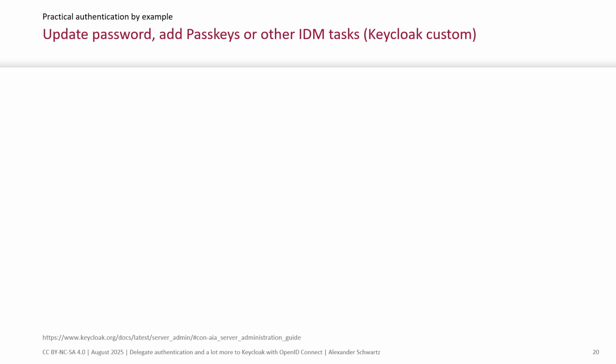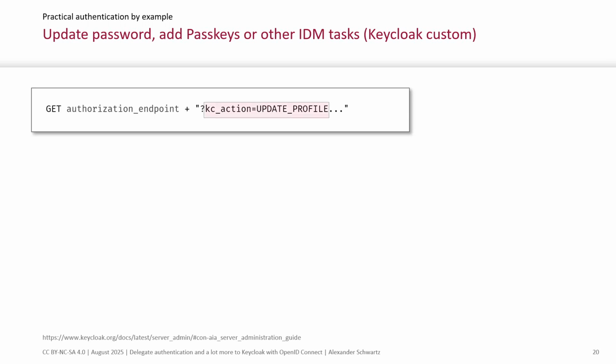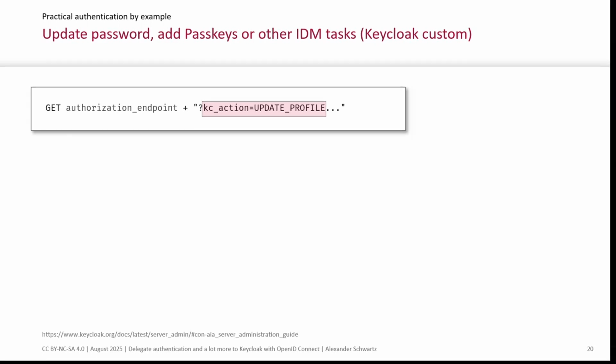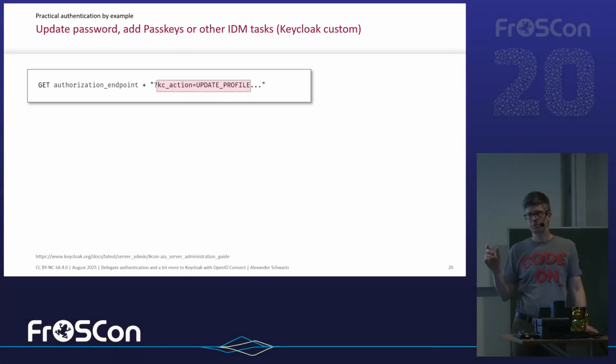But then a fully fledged account console is maybe not what I want. Maybe it's just too much. Maybe I need only some functionality in there. And the good news is, this is now an extension of Keycloak. Again, this authorization endpoint that we saw earlier, I can add another query parameter to it, kc_action, to trigger different parts of the account console in a modular fashion.